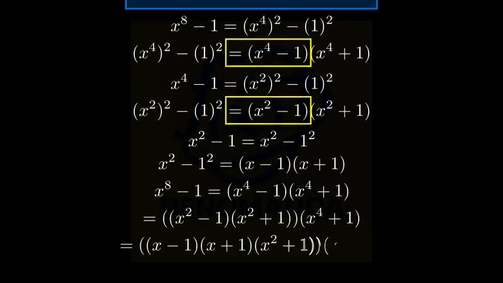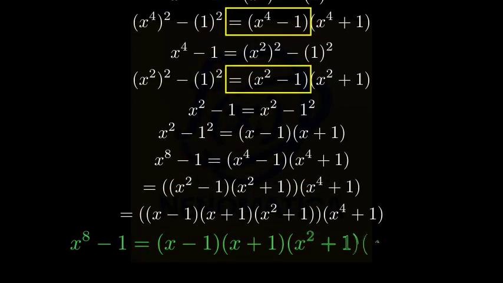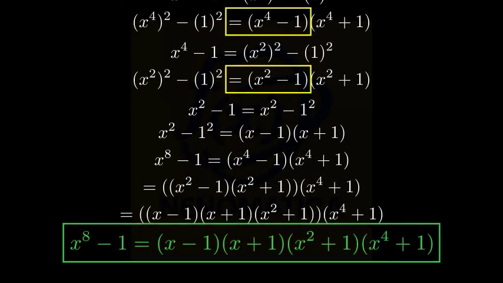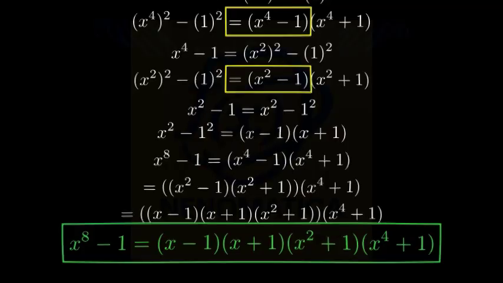So, the complete factorization of x to the eighth minus 1 is x minus 1 times x plus 1 times x squared plus 1 times x to the fourth plus 1. Let's take a look at an example.